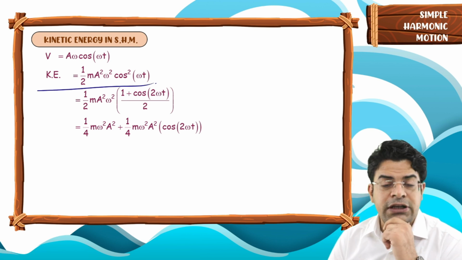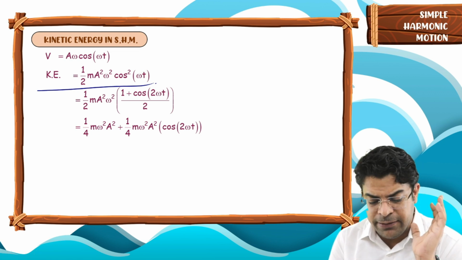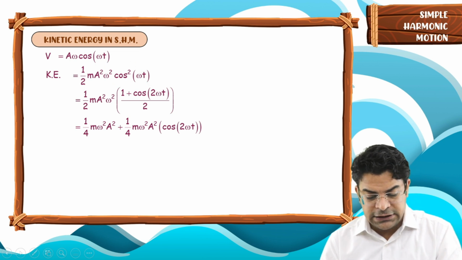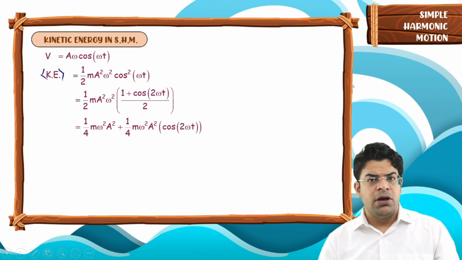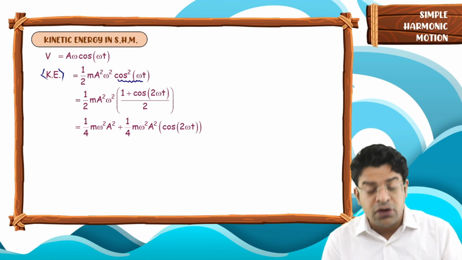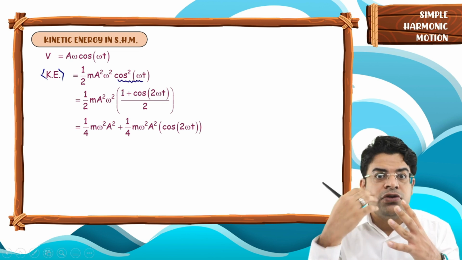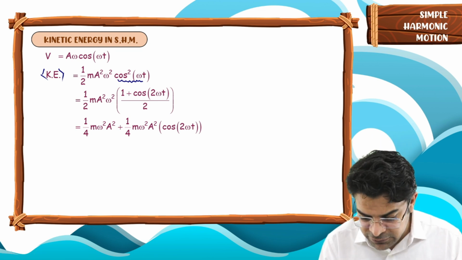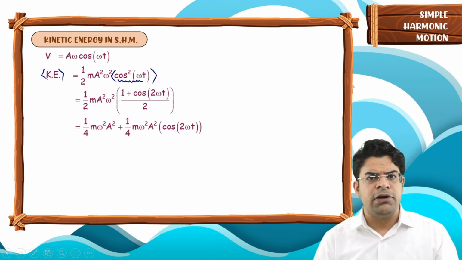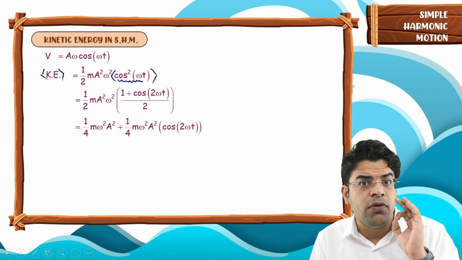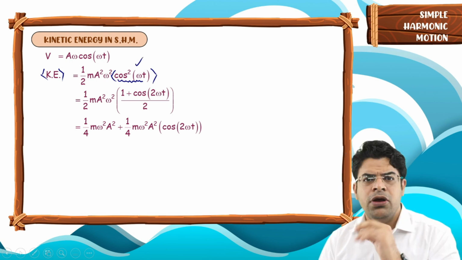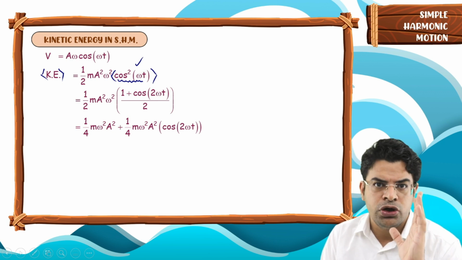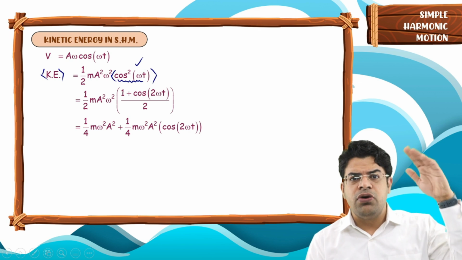There is one more thing that you can say. Using this function, kinetic energy at any time t is half m a square omega square cos square omega t. Sir, if you are asking me the mean value of kinetic energy, only this part is varying, cos square omega t. As the value of t keeps on changing, the value of cos square omega t keeps on changing. Now tell me, what is the average value of cos square omega t over one complete cycle? Sir, cos square omega t can never be negative. It always has to be positive, and it keeps on fluctuating between 0, 1, 0, 1, 0, 1.